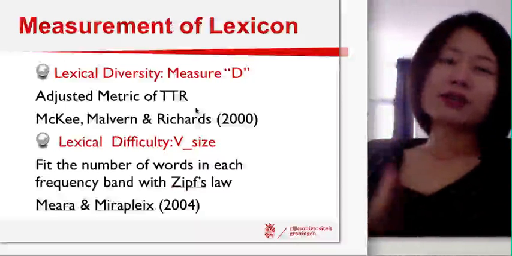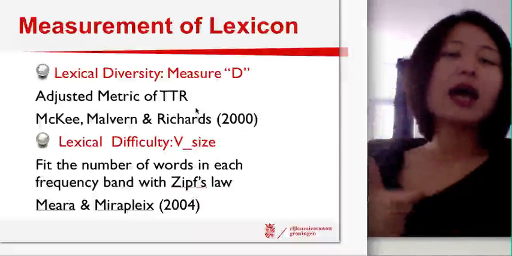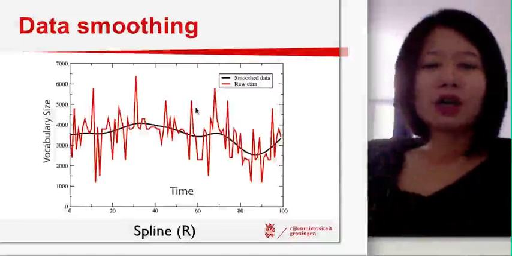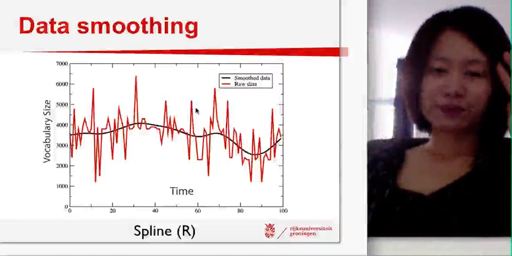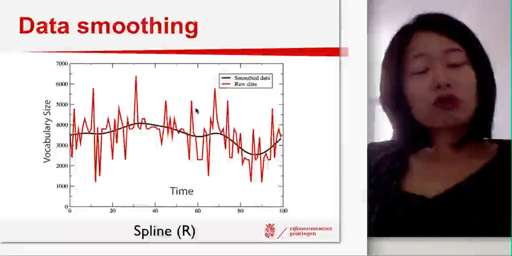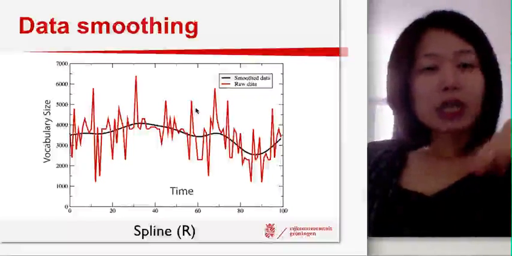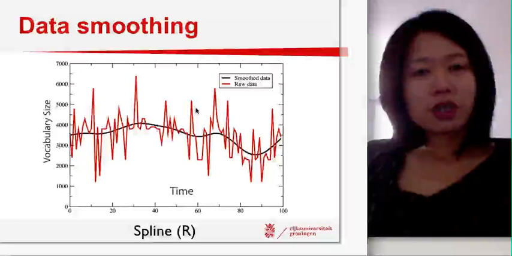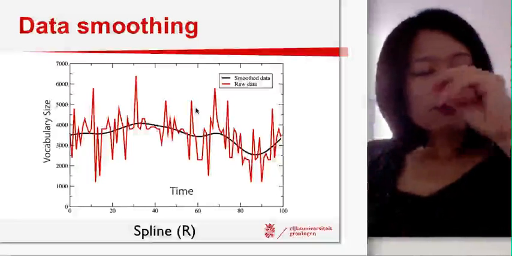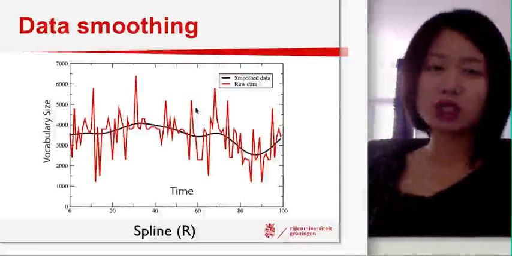We obtained all the values of lexical diversity and lexical difficulty, and then we plotted them. As you can see here, the red line is the raw data. But the problem with observing the raw data is that it is rather difficult because there is a lot of variability which will hinder the general pattern. So we have to remove some of the variability from the data, but without losing the major information.